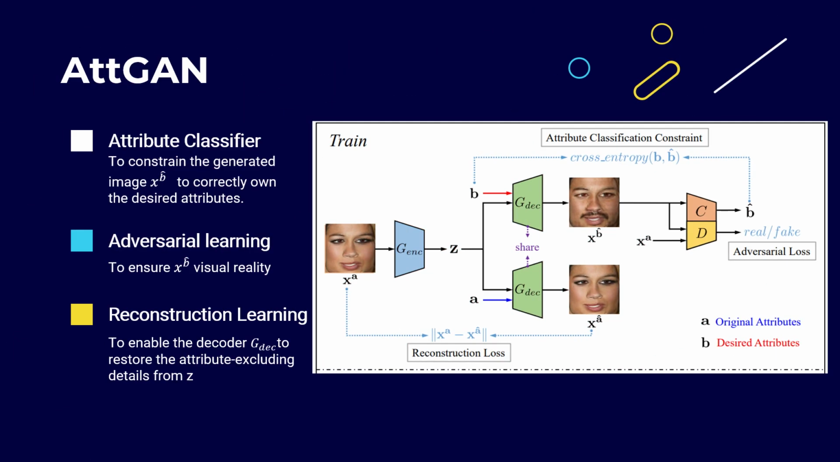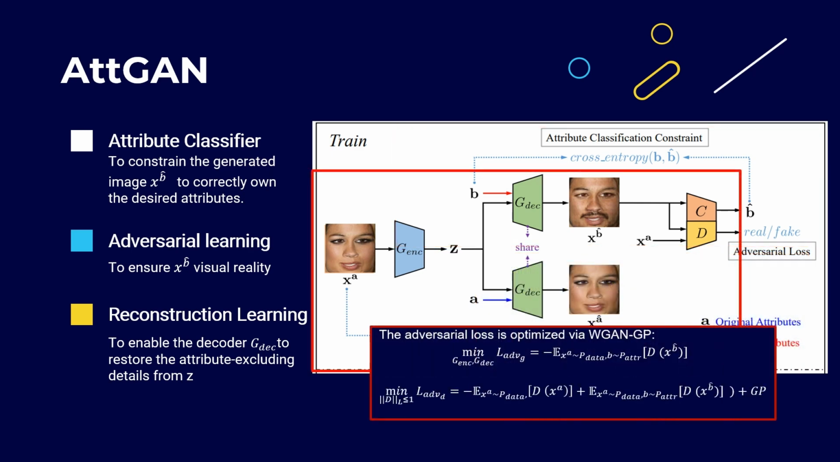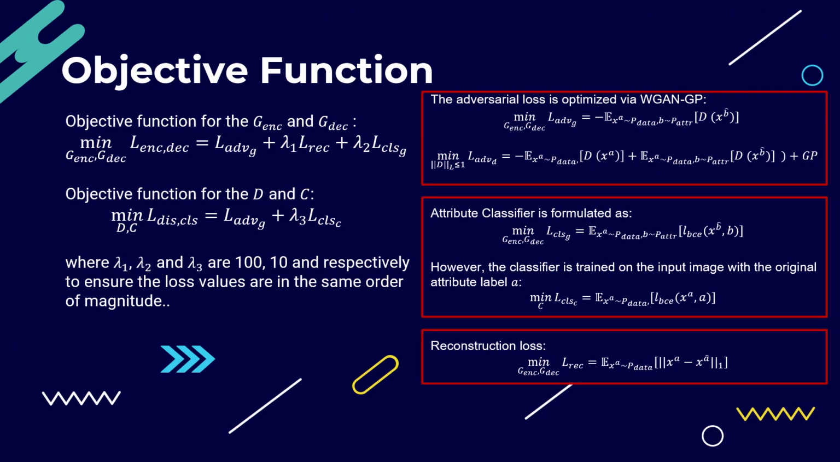In this project, I use a relatively small generative model, ATT-GAN, for editing facial attribute. The training model of ATT-GAN is composed of three components: attribute classifier, which constrains the generated image to correlate on the desired attributes; adversarial learning, which ensures generated images visual reality; and reconstruction learning, which enables the decoder to restore the attribute excluding details. This slide shows the objective functions for training the ATT-GAN model.